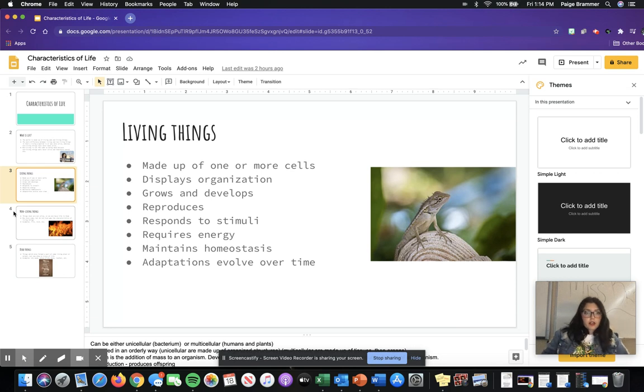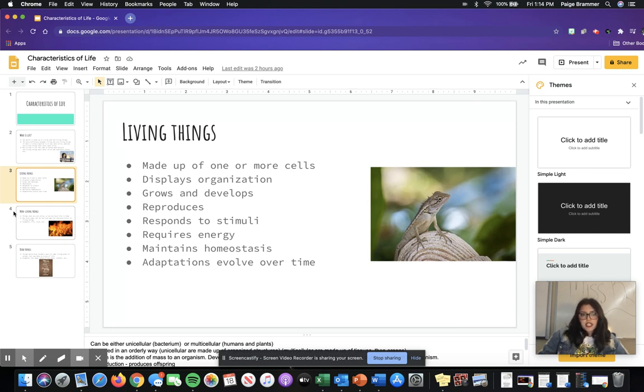So, there are a few characteristics about living things that make them living things. So they're made up of one or more cells, and these can either be unicellular or multicellular. So when you're dealing with like a bacteria, that's a unicellular organism, whereas humans, animals, plants, those are all multicellular, but they're both considered to be living things.